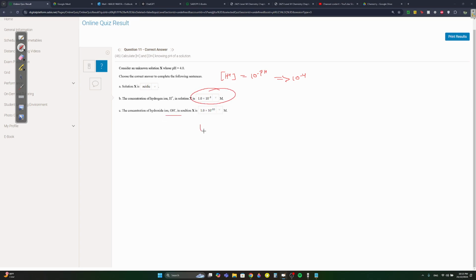And then they ask how much is OH. How do you find it? You just do 10 to the power of minus 14 divided by your concentration of H plus, which is 10 to the power of minus 4. And you're going to get 10 to the power of minus 10. You don't even need to calculate this. You can do it in your head.